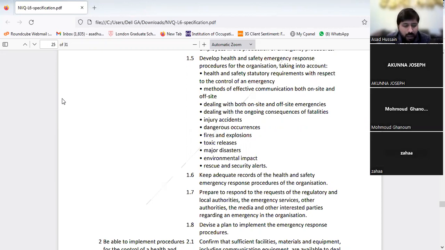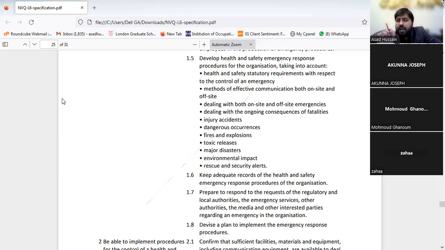Okay, fine. 1.7: we have to prepare to respond to the requests of the regulatory and local authorities, the emergency services, other authorities, the media and other interested parties regarding an emergency in the organization. So it is asking what procedures you have in place to respond to the relevant authorities, media and interested parties, if some type of emergency happens in your workplace.